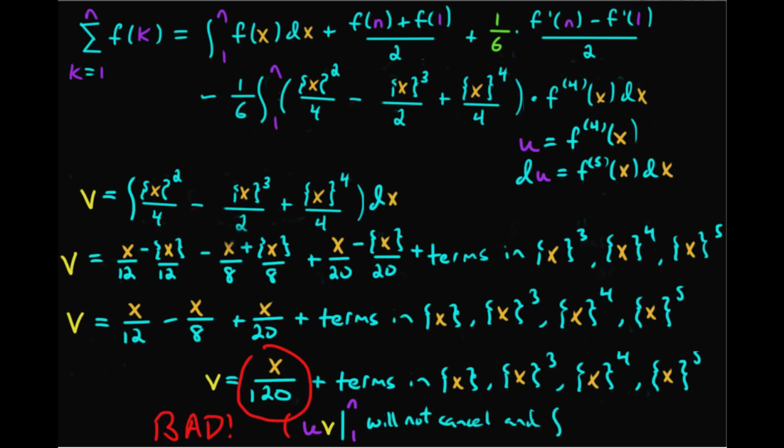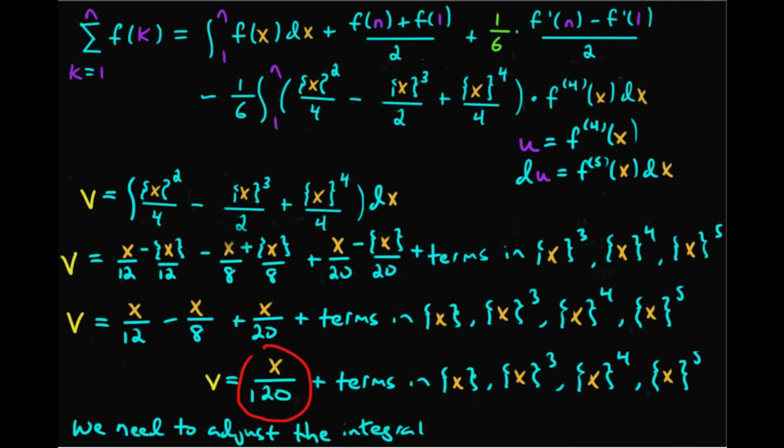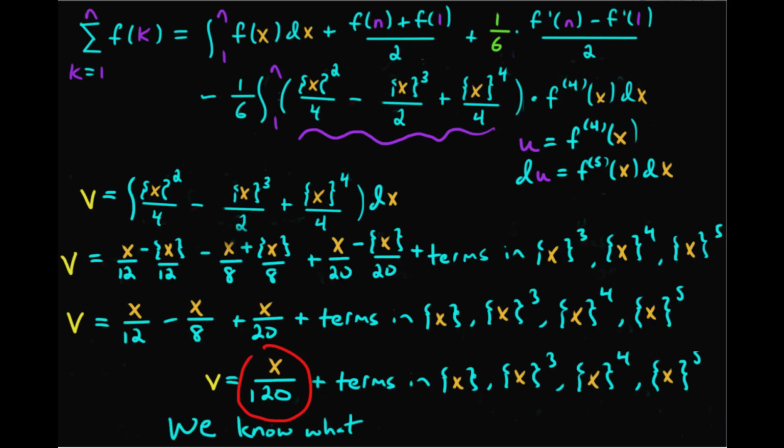And also the other part of the integration by parts, the integral of v du, which becomes our error integral in the new version of the formula, is going to be larger than we want because we have that non-fractional term. So what can we do to get rid of this x over 120 term? Well, we've seen this already. We need to adjust the integral in some way. And we're going to use the exact same trick that we used before.